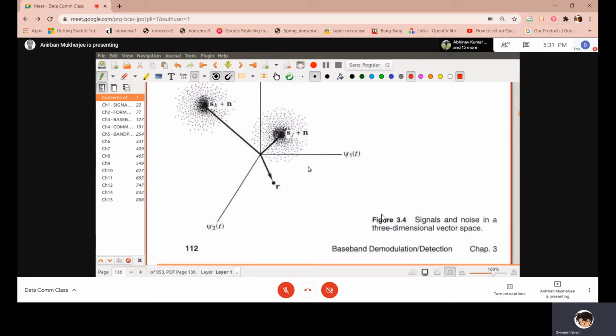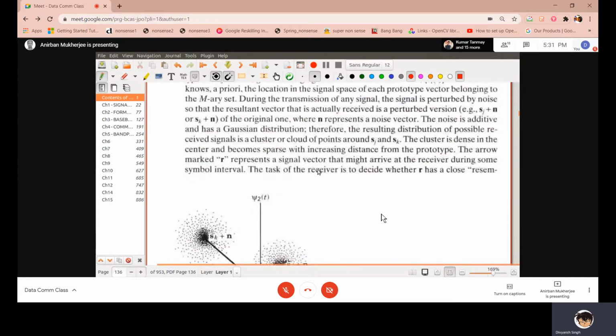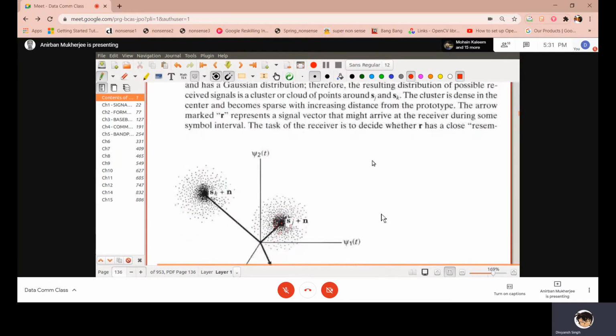Okay. But when in the channel there is noise, now there is no channel distortion, only we are talking about noise. So then what will happen, that means generally you should get at this point, but due to noise there will be a cloud of points, because noise is Gaussian, so this one will be a 3D Gaussian. So similarly here also you will find the same 3D Gaussian noise. Now if the noise variance is more, then you will find that this will be sparse, and if the noise variance is less, you will find that this will be dense, with fewer received points far from the prototype.